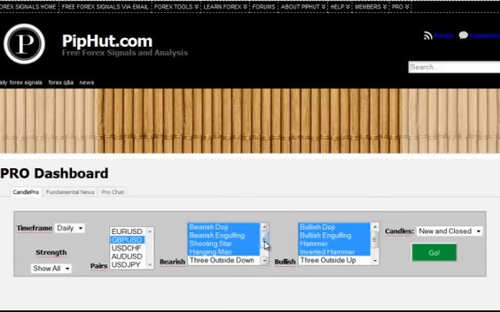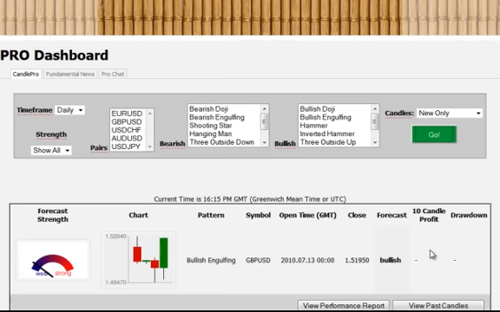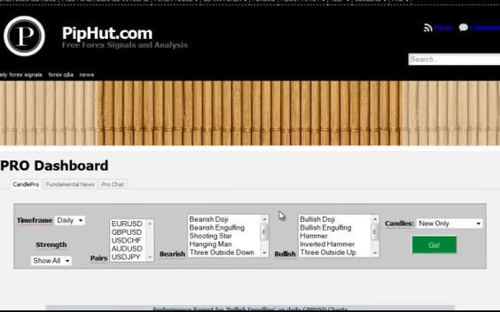I kind of know what I'm looking for here. Looking for a bullish engulfing on the pound-dollar chart. And I want new candlesticks only. As we scroll down through this candlestick, this bullish engulfing here, we can see forecast strength is not too strong, but what I really care about is what's in this performance report.